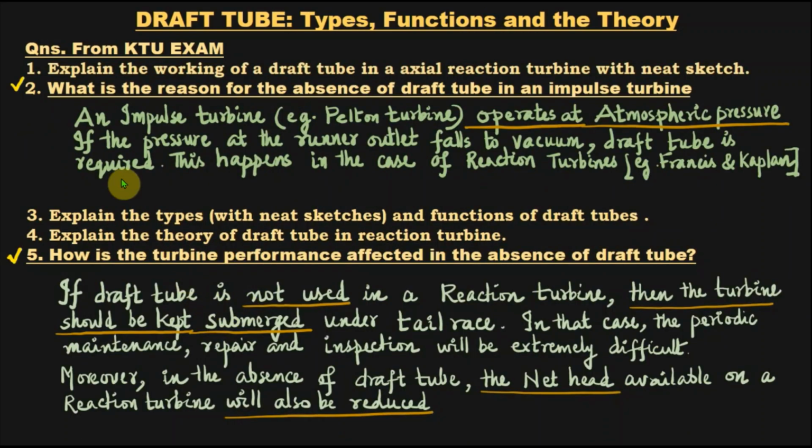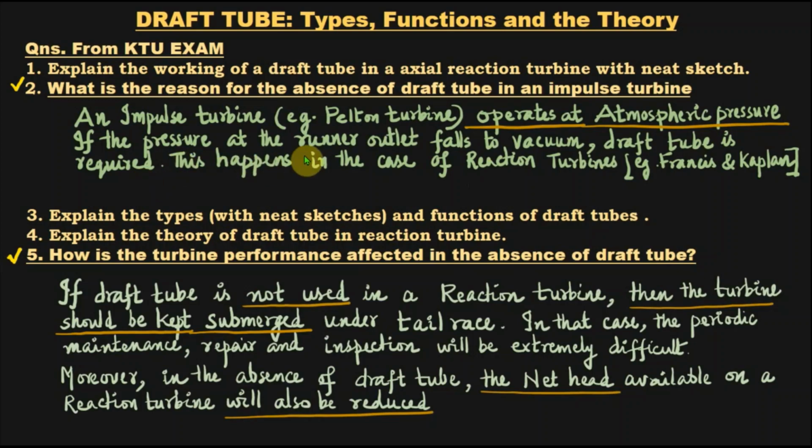Now we will consider the second and the fifth question initially, and we explained this briefly in the previous lectures also. What is the reason for the absence of draft tube in an impulse turbine? An impulse turbine, such as a Pelton turbine, operates at atmospheric pressure. If the pressure at the outlet of a turbine runner falls to vacuum, then the draft tube is required to discharge water to the tail race.